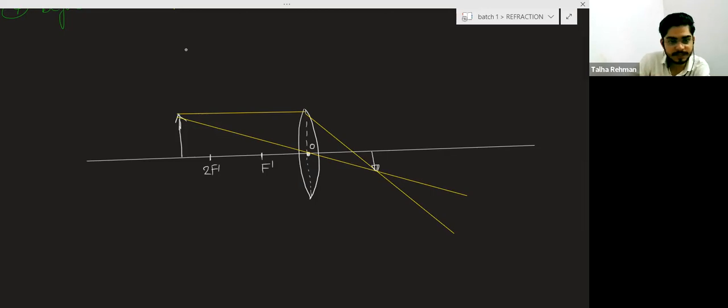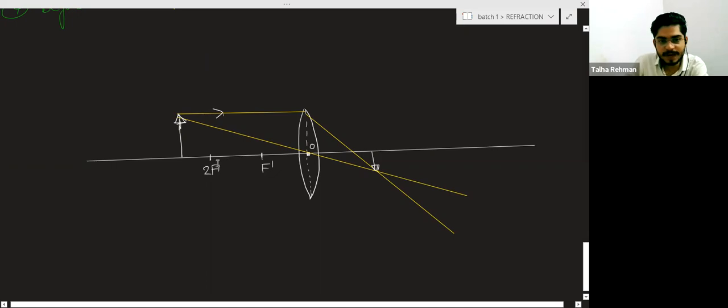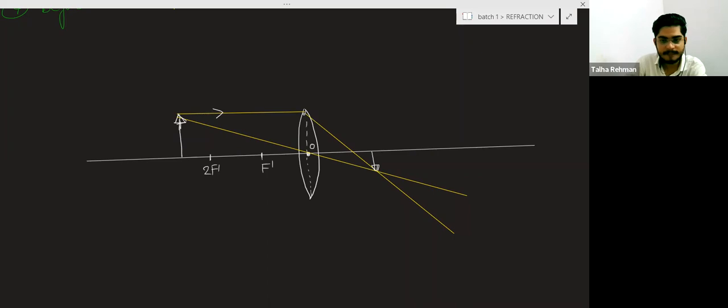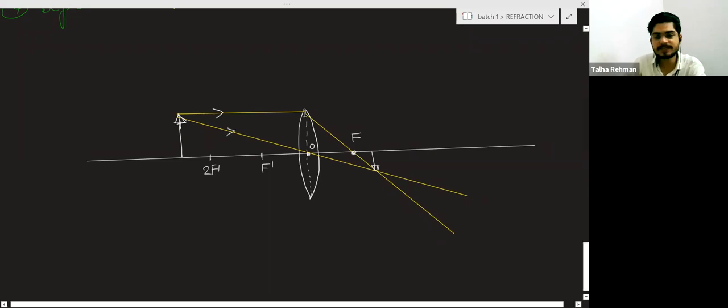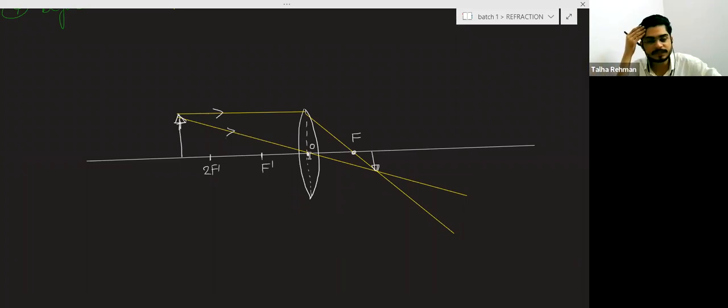And what is happening here? Just see, this is our object. From this object, a ray which is parallel to the principal axis falls on this lens, and after the refraction, we already know it will pass from the focus. The second ray is going towards the optical center, and whenever a ray passes from the optical center, it will go straight. When it goes straight, both the rays will meet here, and here is somewhere 2f. So you will get this image.